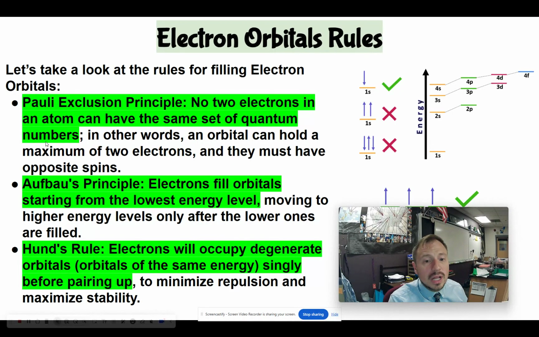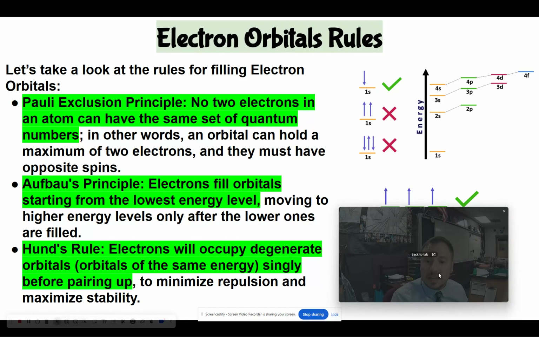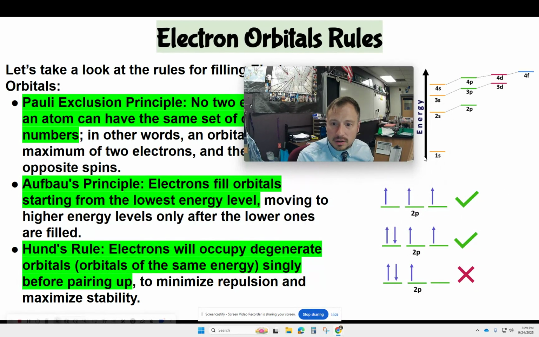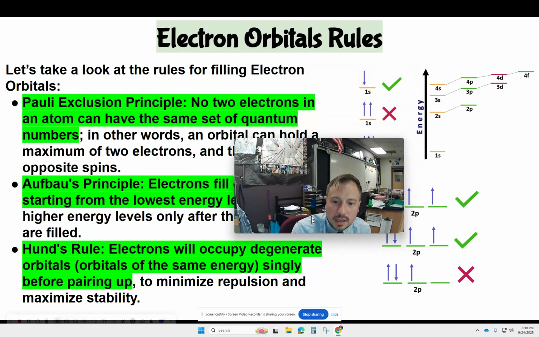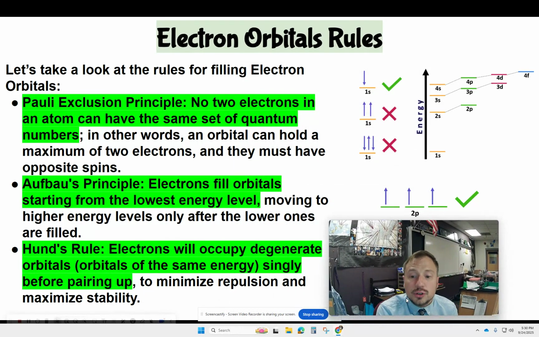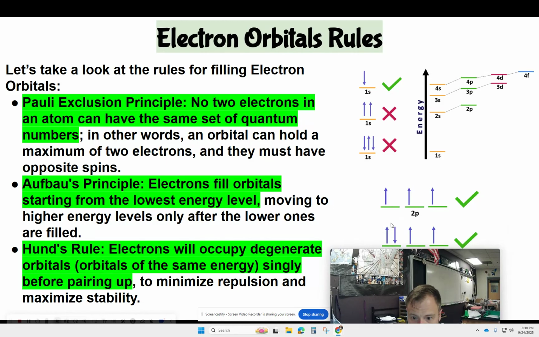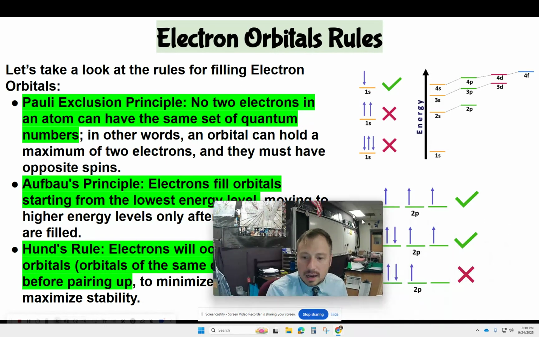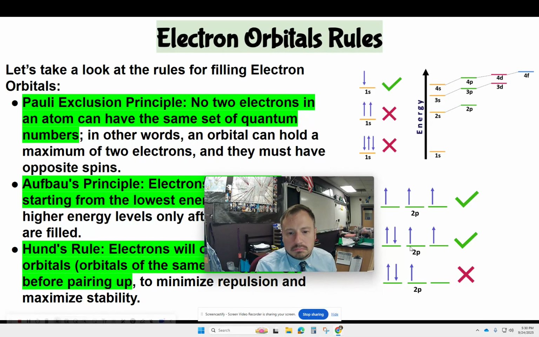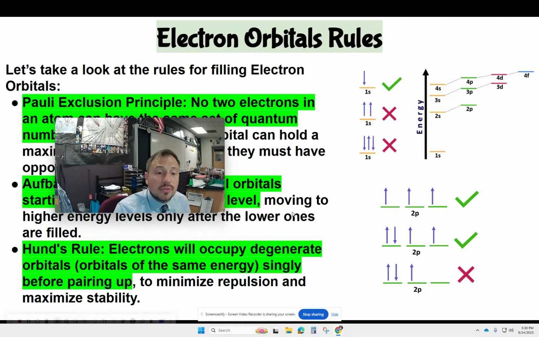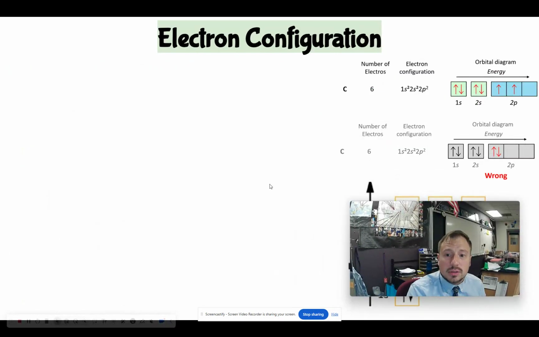There's Aufbau's principle. Electrons fill orbitals starting from the lowest energy level, and then you move up to higher energy levels. That's the picture depicted right here. You start with 1s, and then you go all the way up. Hund's rule: electrons will occupy degenerate orbitals, orbitals of the same energy, singly before pairing up. So if I'm filling the 2p orbital, it's up, up, up, and then I go down, down, down. I don't go up, down, down. Those are the rules when you're filling those orbitals, and it's very self-explanatory.